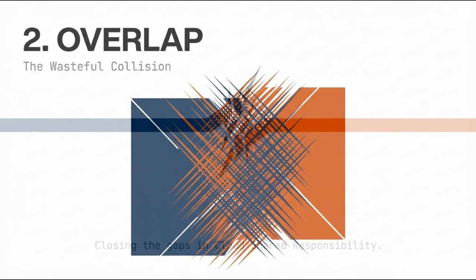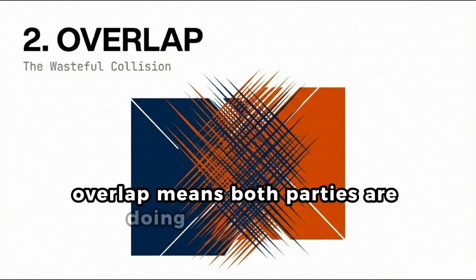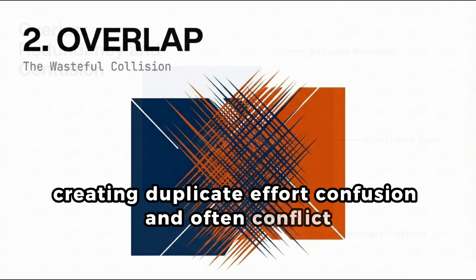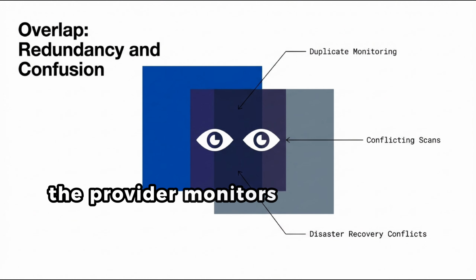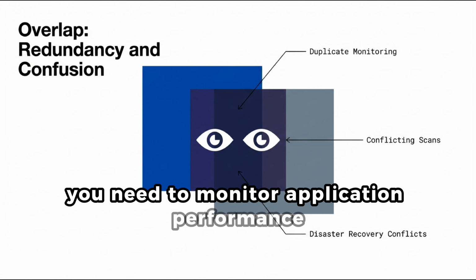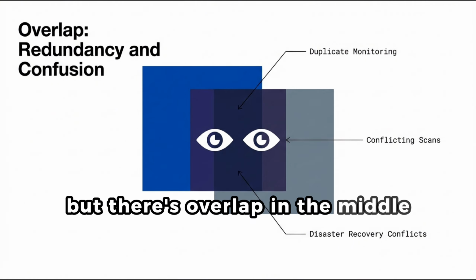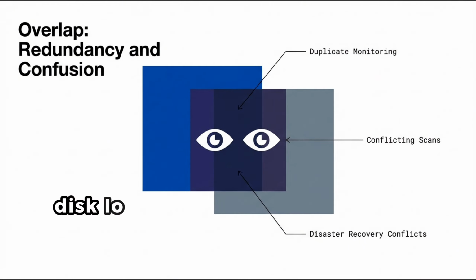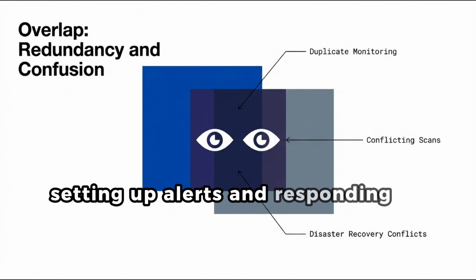While gaps mean nobody's handling something critical, overlap means both parties are doing the same thing, creating duplicate effort, confusion, and often conflict. Monitoring is the classic overlapping responsibility. The provider monitors infrastructure health, performance, and availability. You need to monitor application performance, user experience, and business metrics. But there's overlap in the middle, system-level metrics like CPU usage, memory consumption, disk I/O. Both provider and customer might be collecting these metrics, setting up alerts, and responding to issues.